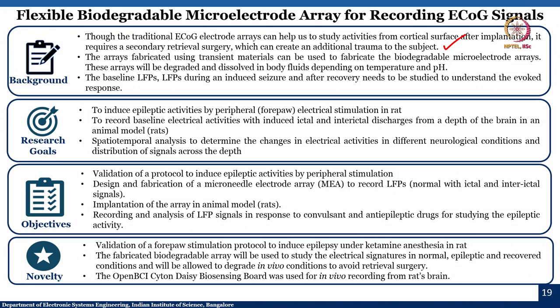Second, arrays fabricated using transient materials can be used to make biodegradable microelectrode arrays. Third, these arrays will be degraded and dissolved in body fluids depending on temperature and pH. Depending on the change in temperature and pH, the material that we are using will get absorbed in the body. So, these are called biodegradable.